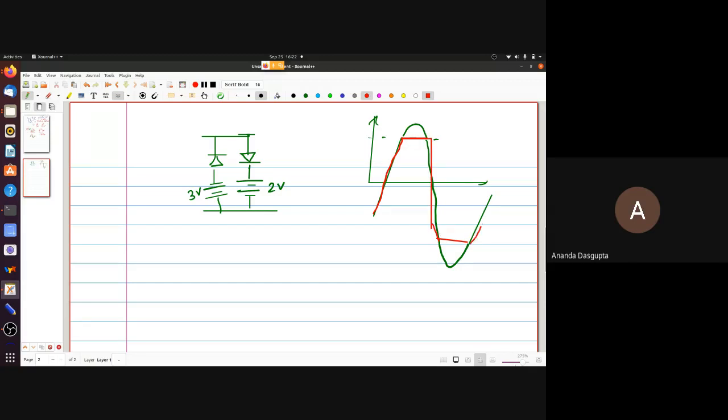So this is basically what you're going to get. That's the limiter with bias.